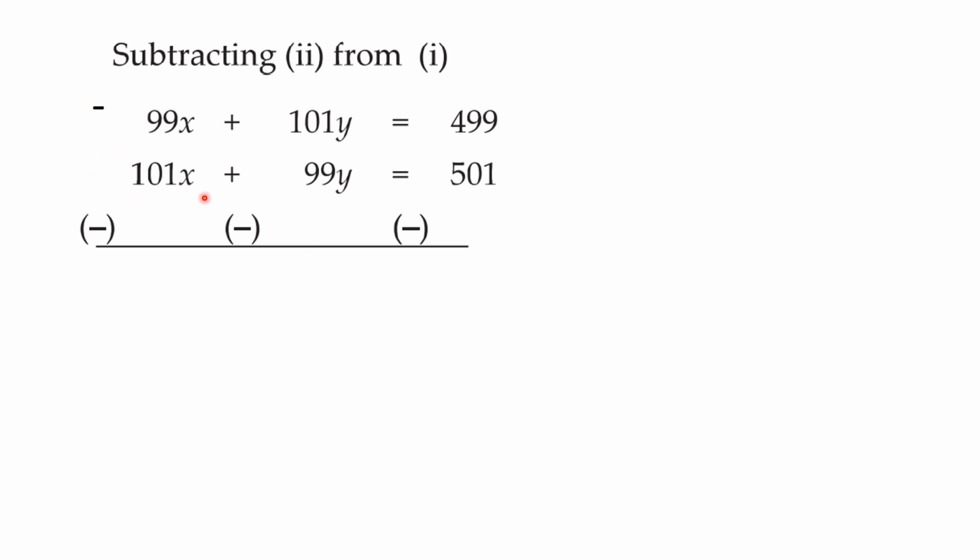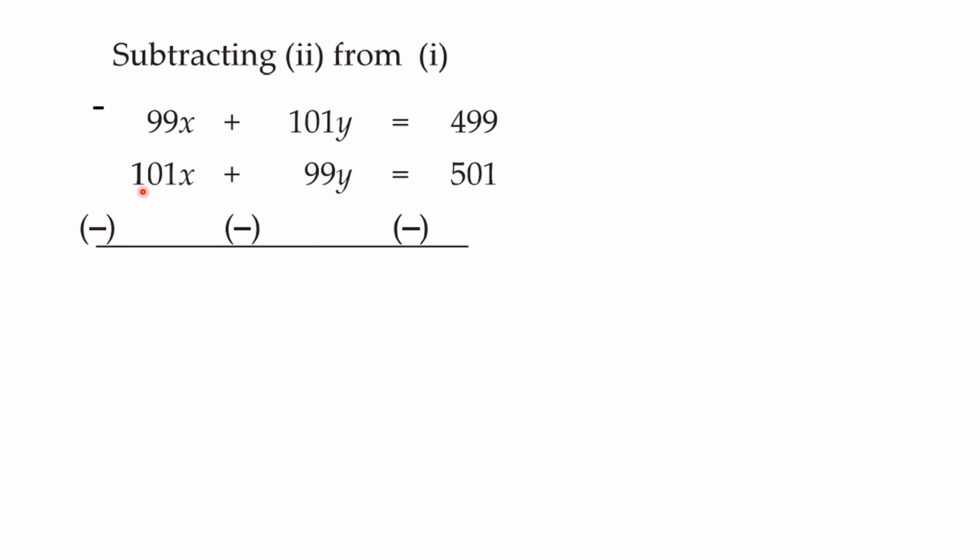When we subtract, we have to change the sign of each and every term. As I have said, you can do this subtraction in any order. Either you can subtract 2 from 1 or 1 from 2. But if you don't want to make mistakes, go for subtracting equation 1 from 2, because here 101 is bigger than 99. But you can do it the other way also. When you subtract, don't forget to change the signs of each and every term of the second equation.